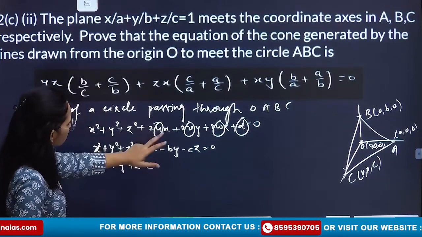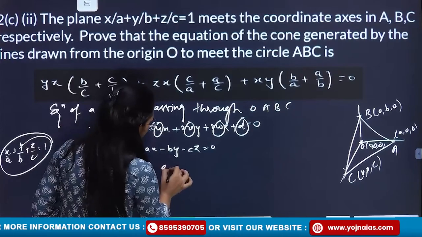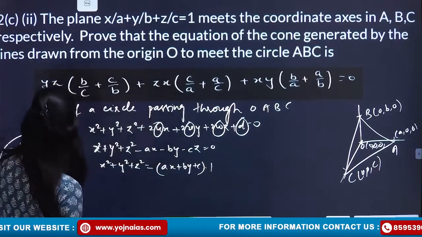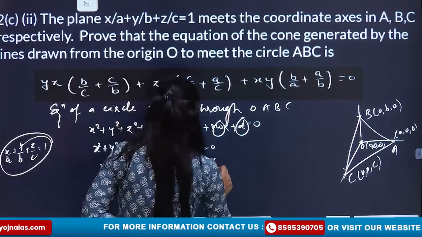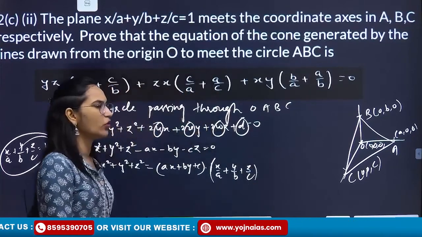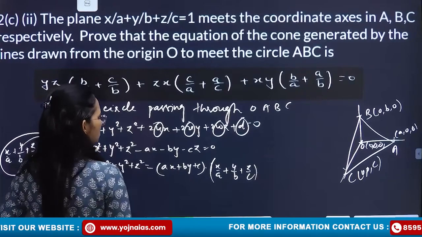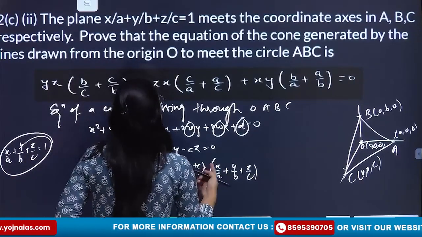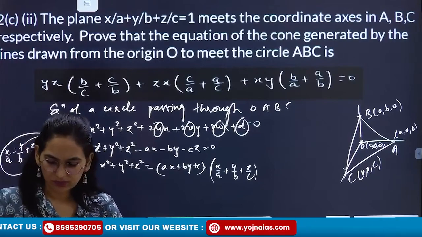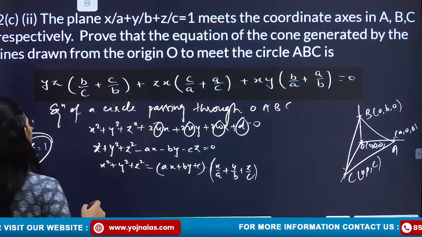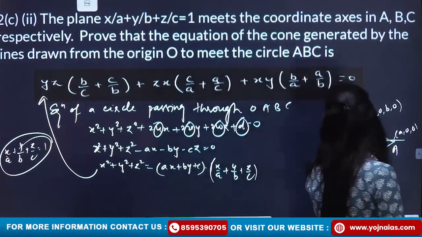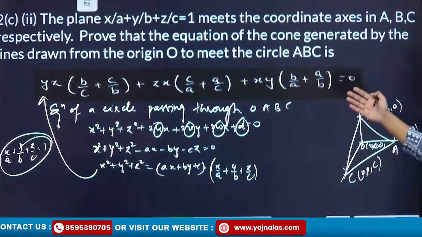These are terms of degree 2, so we need to make the other terms of second degree. We multiply by 1, and in place of 1 we write the first degree term from the plane, and hence entirely it would be second degree. This is how the equation of the cone would be homogeneous. Solve it and get the required answer. Let me tell you the answer: yz into b plus c by b plus b by c, plus zx, and so on. It was very easy.